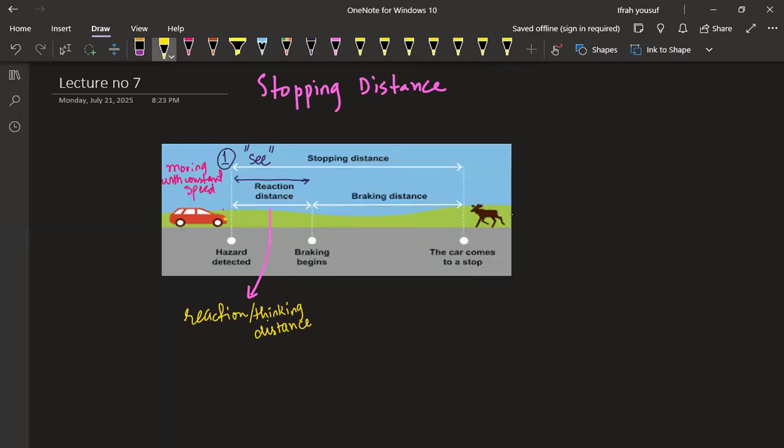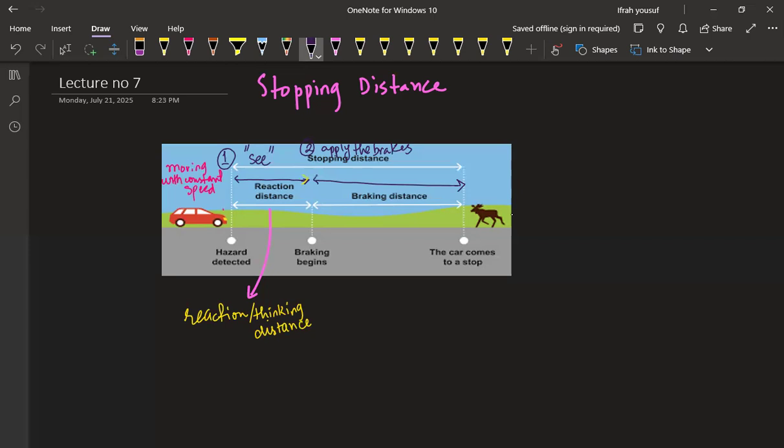Okay, and then you apply a force, you apply a brake. So the second thing that you have done here is apply the brakes, right? The object will definitely take time to get stopped, right? So that's going to be your braking distance. The distance covered by the body after you apply the brakes will be considered as braking distance.